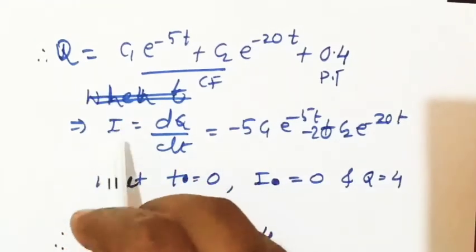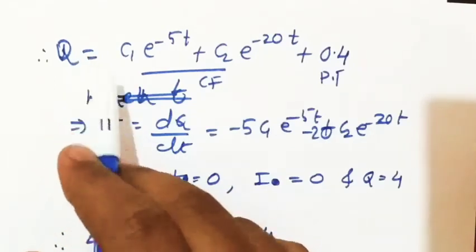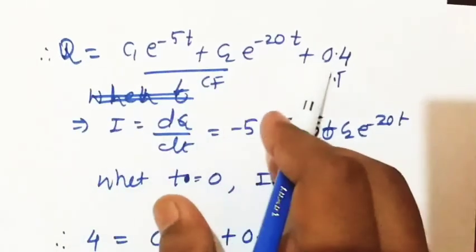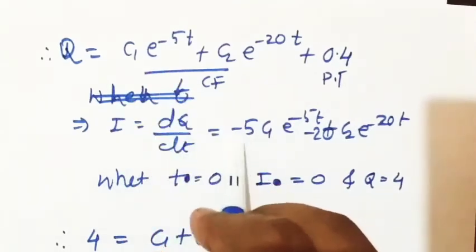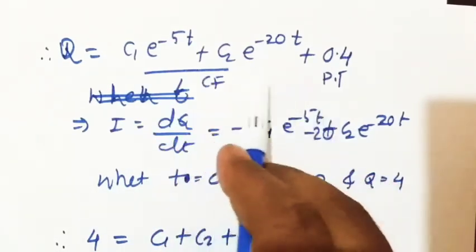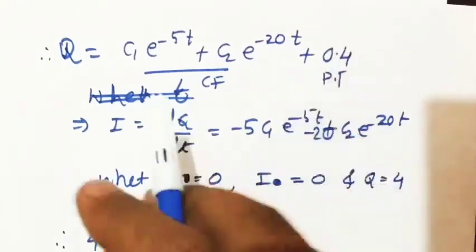So for that purpose, first I will calculate the current I. We have to determine both of them. I is what? dq by dt. So differentiate this equation with respect to t. We get the first derivative, minus 5 C1 e raised to minus 5t. Next derivative, minus 20 C2 e raised to minus 20t. Derivative of 0.4 is 0.